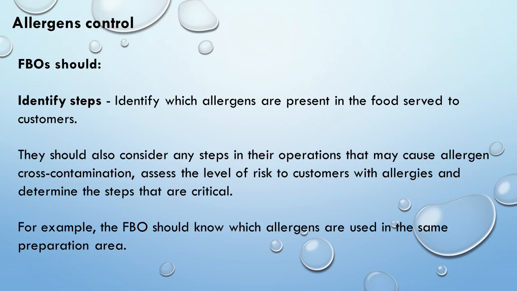Now, how do you control allergens? The food business owner should identify steps. Identify which allergens are present in the food served to customers. You should also consider any steps in your operations that may cause allergen cross-contamination. Make sure you assess the level of risk to customers with allergies and determine the steps that are critical. For example, the FBO should know which allergens are used in the same preparation area.